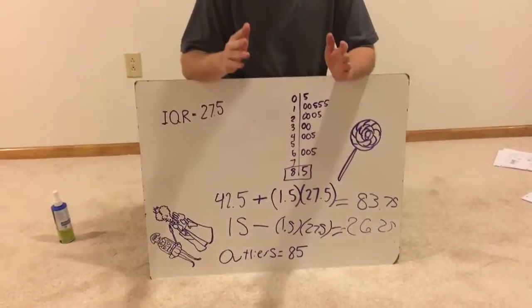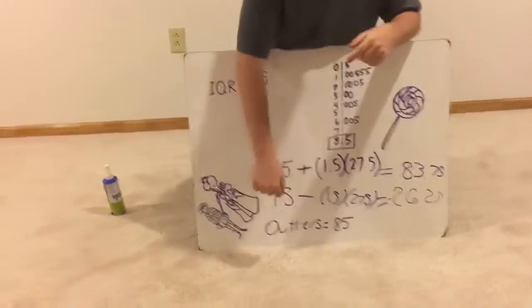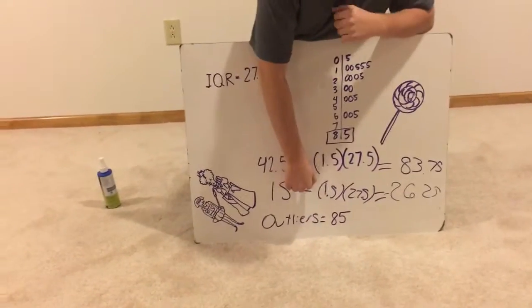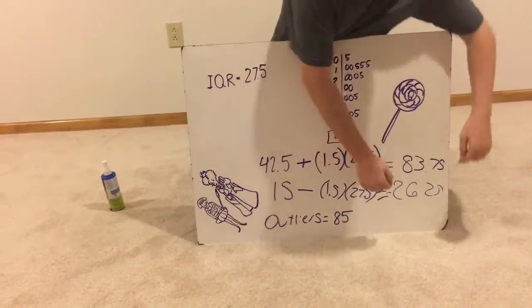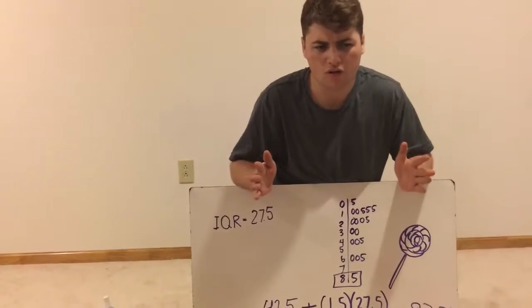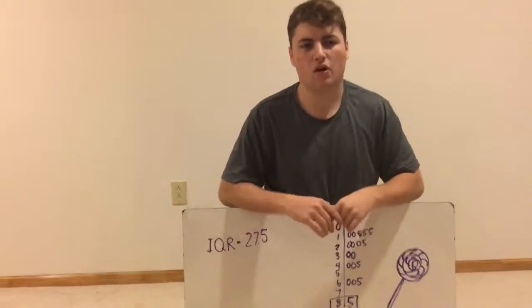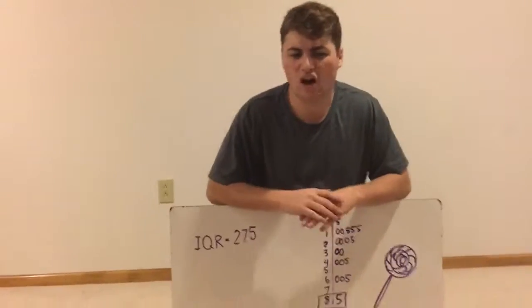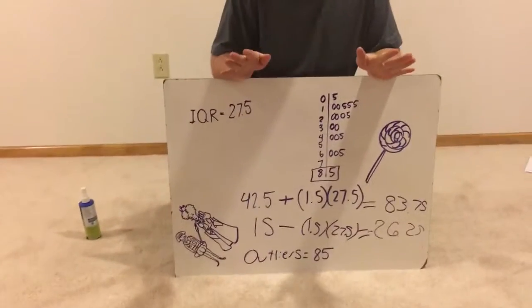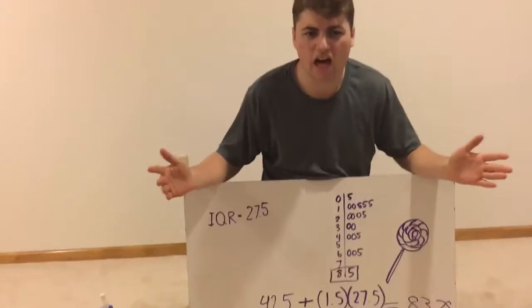Now to find anything below the first quartile for an outlier, you take the first quartile and subtract 1.5 times the IQR, and anything below that number is an outlier. But anything below 0 with this data here is not possible. So there is no outlier below the first quartile. Makes things easy, keep that in mind. That's how you find outliers with the IQR rule.